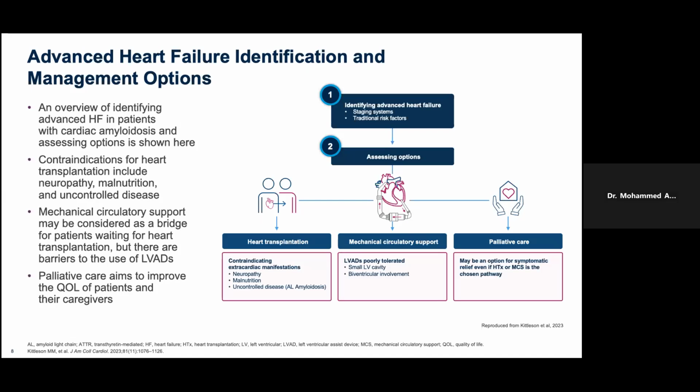Once advanced heart failure is identified, the patient should be evaluated for advanced treatment options. Heart transplantation remains the preferred option for selected patients, although significant extracardiac involvement, like polyneuropathy, may limit eligibility, while mechanical circulatory support may serve as a bridge in selected cases. For patients who are not candidates for advanced therapy, early integration of palliative care is essential to optimize symptom control and improve quality of life.